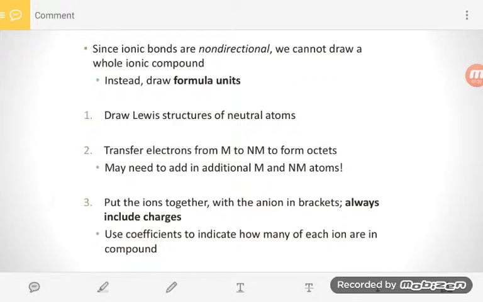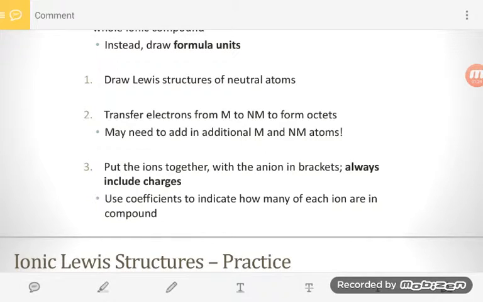The first thing we're going to do is draw Lewis structures of the neutral atoms. We've already seen how to do that really easy. We just count the valence electrons. Then we're going to move electrons from the metal to the nonmetal. Each of these wants to form an octet, but they do it differently. The metal forms an octet by giving away electrons to empty its outermost shell. A nonmetal forms an octet by gaining electrons to fill up its outer shell. It's not always a 1-to-1 ratio, so sometimes we actually have to put in more metal or nonmetal atoms to make this happen properly.